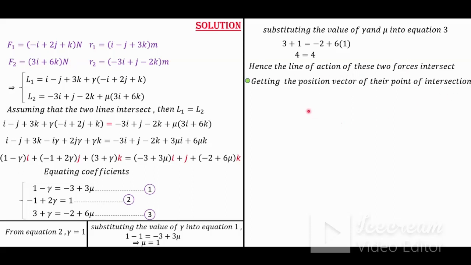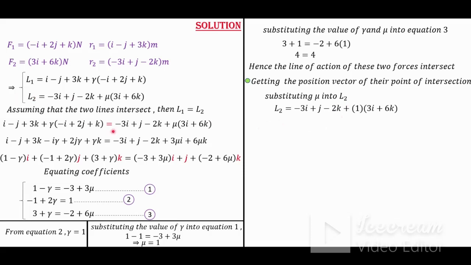Now let us get to the next part of the question. The next part of question 6 is asking us to get the position vector of the point of intersection. To do that, we simply substitute either way. You can either substitute the value of gamma in L1, or substitute the value of mu in L2. Let us substitute the value of mu into line 2, that is into L2.